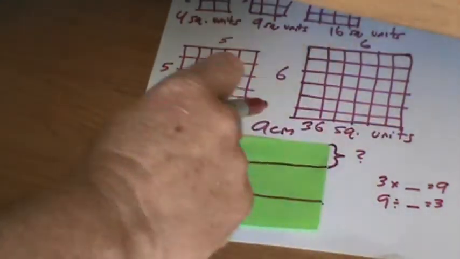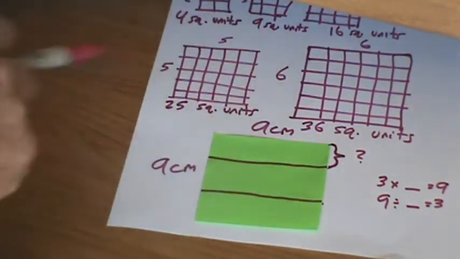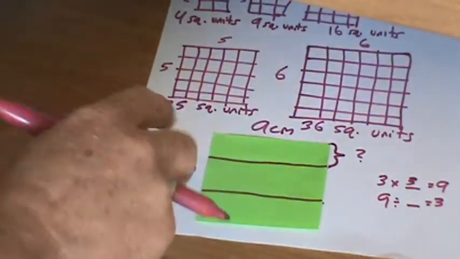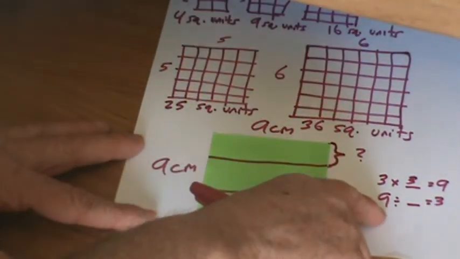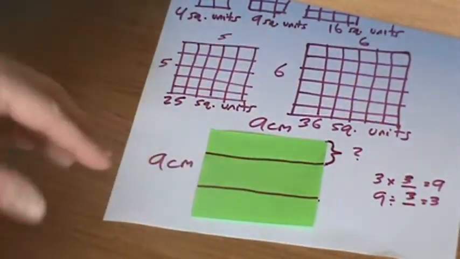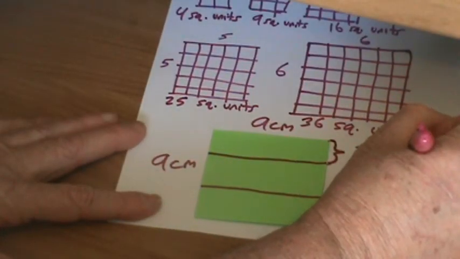We would say 3 times a number equals 9, or 9 divided by a number equals 3. So, let's think about that. We put it into 3 equal strips, right? So 3 times 3 is 9, 3, 6, 9. And 9 divided into 3 is 3 as well. So we know that this unknown side equals 3 centimeters.